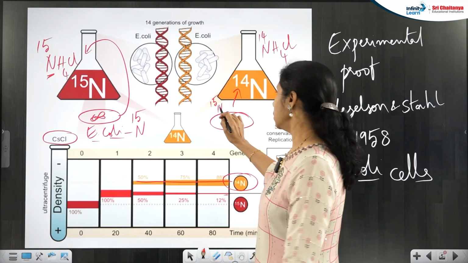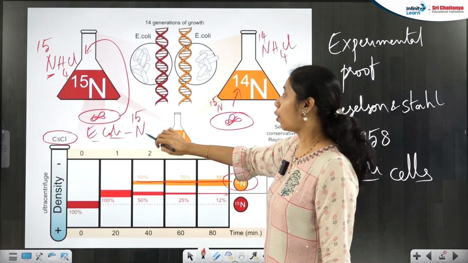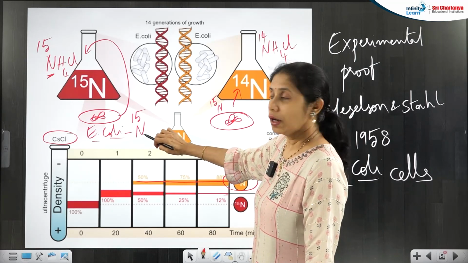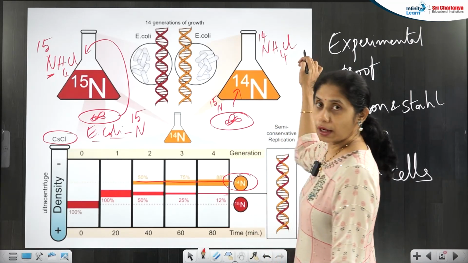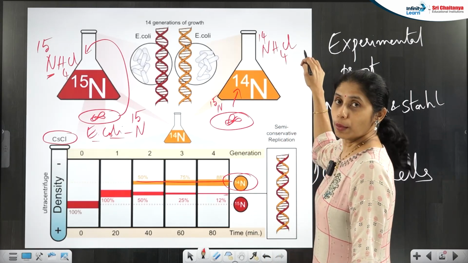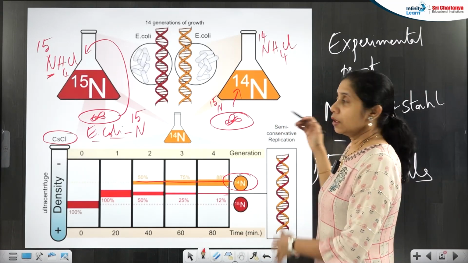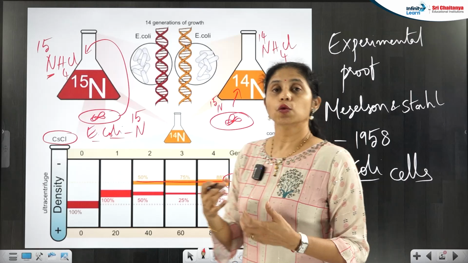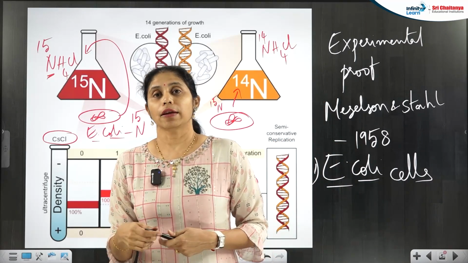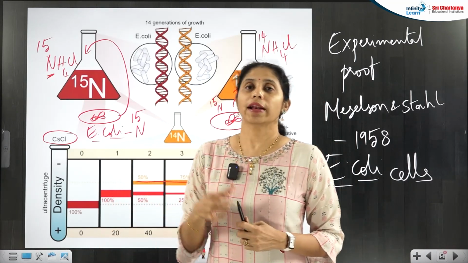Now, the E. coli cells, first grown with N15 labeling, are transferred into the medium containing N14 ammonium chloride, and they started observing every generation. You know that bacteria in suitable conditions multiply every 20 minutes by binary fission.